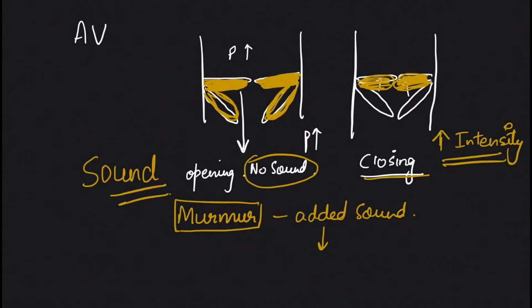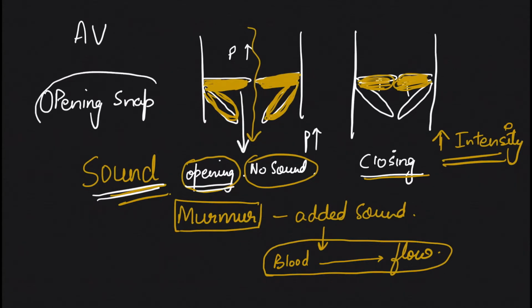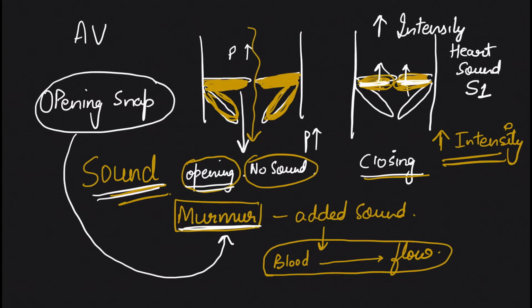The murmur is the added sound which is due to the turbulent blood flow through this stenosed valve. So first we'll hear a sound which will be there because of the opening of these valves. Then we'll be able to hear the murmur. So the murmur is preceded by this opening sound, which we call the opening snap. Then we'll be able to hear the murmur because then the blood will flow. Then after the murmur stops, after some time when these valves close, again the heart sound which we hear, heart sound 1, HS1, will be of increased intensity. So we'll be able to make out that the intensity of heart sound 1 is increased.